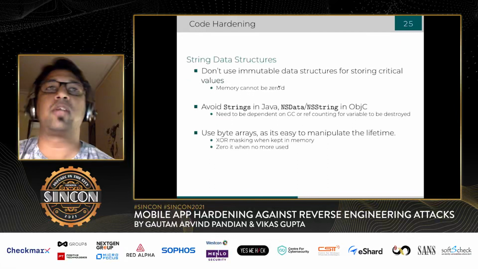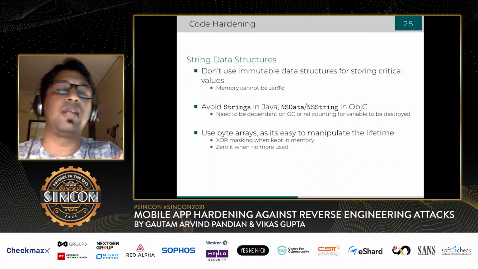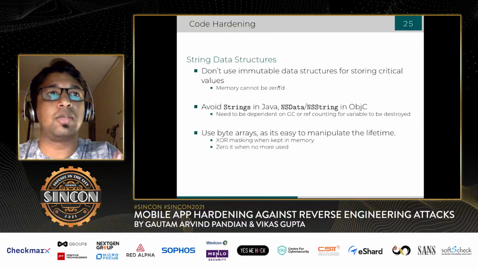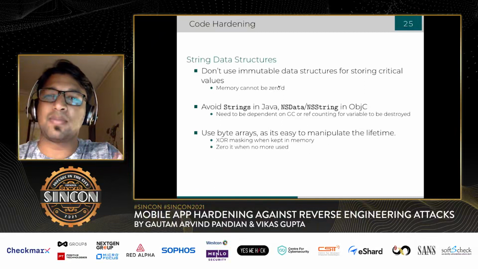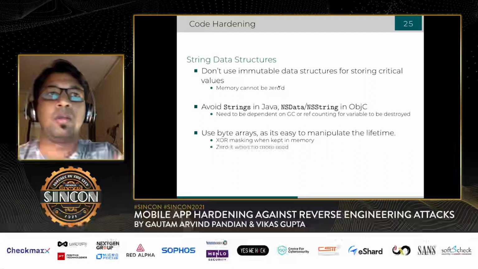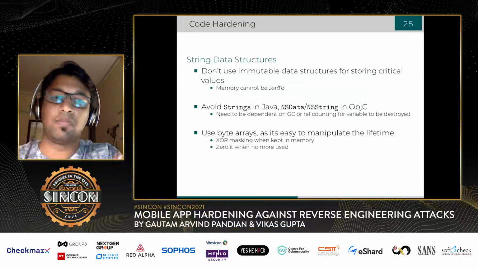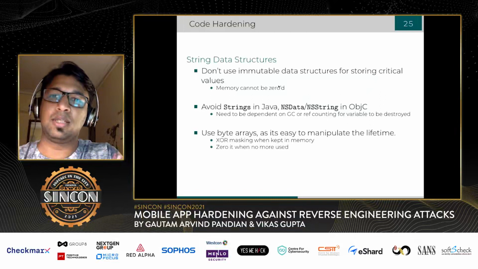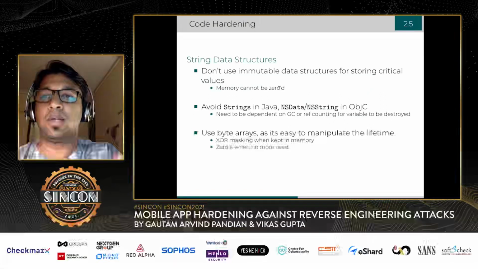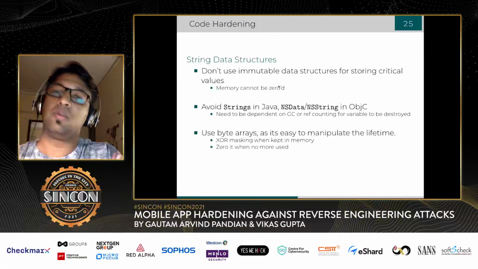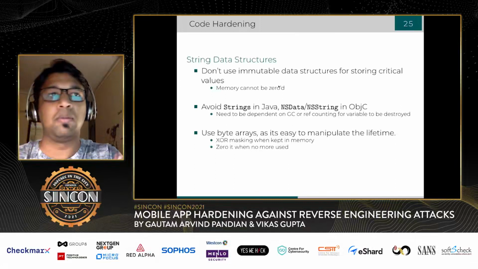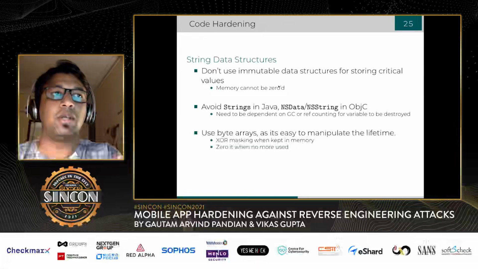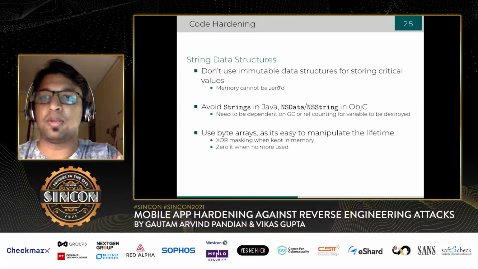Okay, now data structures, especially the string ones. I think most of us are aware that if you're using immutable data structures, then handling their lifetime becomes slightly tricky. For example, if there's a string containing a password or some other critical information, once the password is used, you cannot easily destroy it, because if you want to overwrite that password string, then a new string would be created. The data structure is immutable. And that's where the problem comes in. You need to depend on the garbage collector, or reference counting in the case of Objective-C, for this variable to be destroyed.